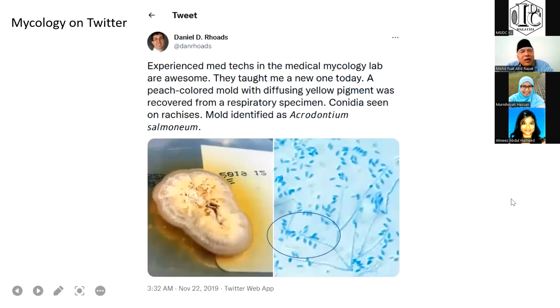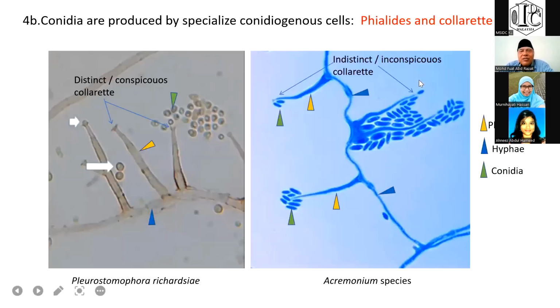Okay, someone posted this one in Twitter. I actually don't use Twitter. I don't know why, but I found this one in Twitter. Someone posted this one. Conidia seen on rachis, see? Rachis. So this is the rachis. Okay. So Mohd identified Acrodontium salmoneum. So it's very important actually to learn key morphological characters, and conidiophore in rachis form is one of the important key morphological characters.